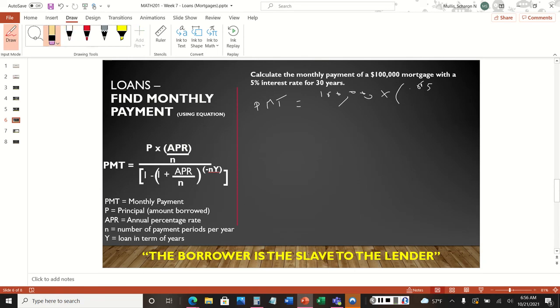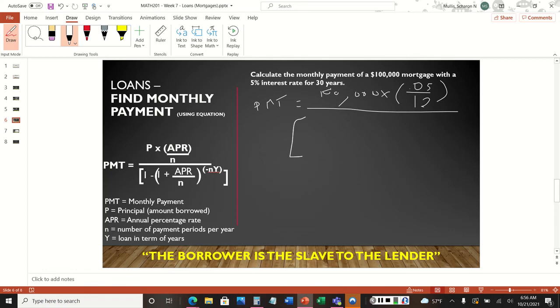So it's 0.05 over the number of payment periods per year. It's monthly, so we'll do 12. Just know that this is not 160,000. It's 100,000. All of that gets put over the bracket.